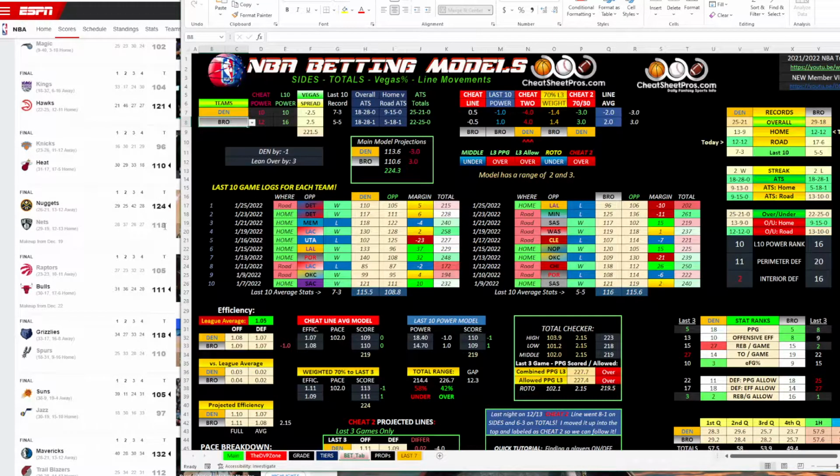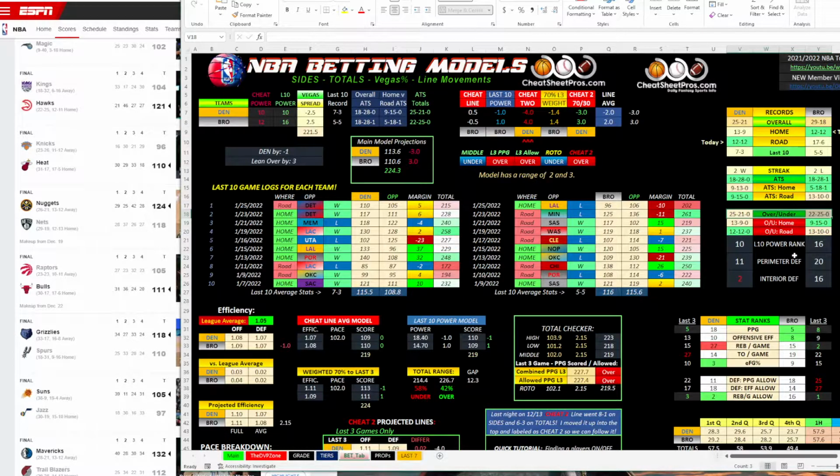So Vegas projected a tight game. We projected a tight game with Denver winning by 3. Denver ended up winning by 6. It went over the total. It opened at 221.5. We had 224, so we had a slight lean to the over. Looking at the trend, neither team is really great.